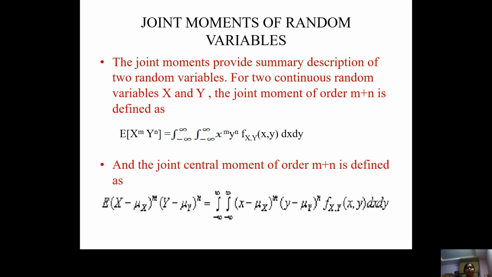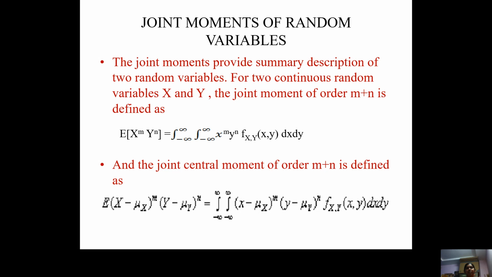So this is the moment of x power m and y power n. Similarly, if m equal to 1 and n equal to 1, what will we be getting? We will be getting the joint moment of order m plus n. When both m equal to 1 and n equal to 1, in such case we will be getting the second moment of the joint random variables.